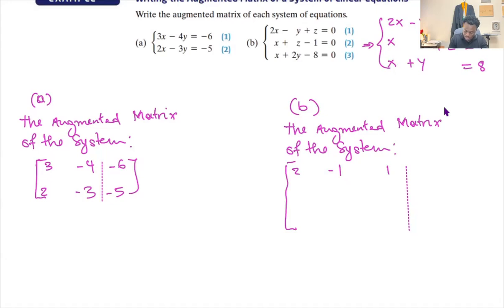So that is 0, right? And then now we can close, because everything will be inside. Then the second equation, coefficient of x is 1, y is not there, so that's a 0, and 1 for the z, and then on the other side 1, and then 1 1 0 8. So this is the augmented matrix for the system in B.